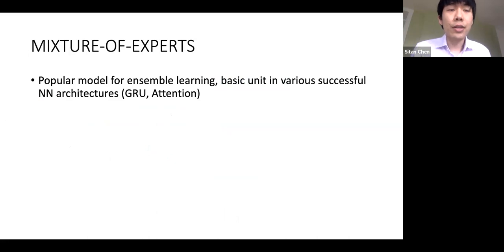So MLRs turn out to be an important special case of a more general generative model called a mixture of experts. This is quite popular in ensemble learning methods and is an essential component in various successful recurrent neural network architectures. Think gated recurrent units, attention mechanism, etc.